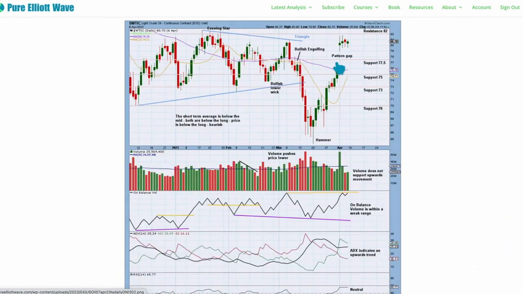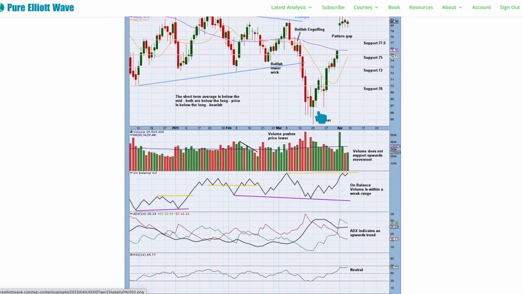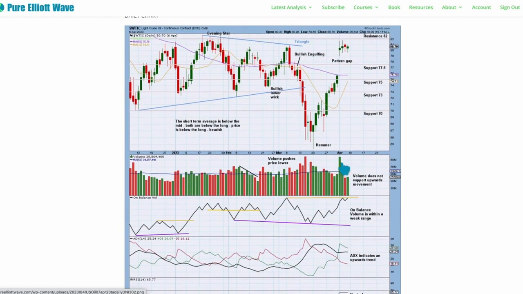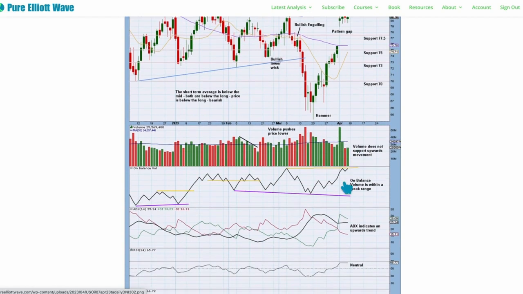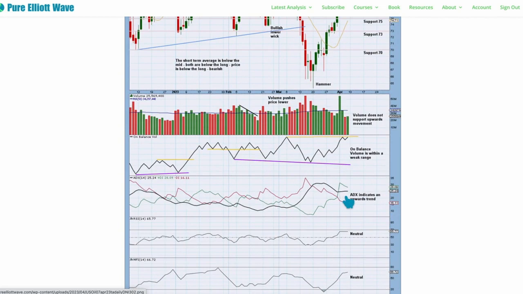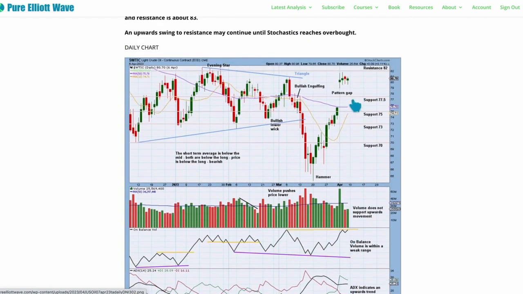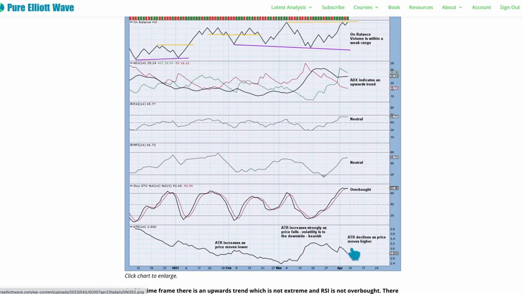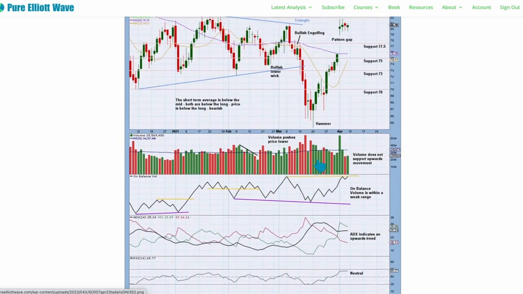On the daily chart, here's the gap. Again, I expect this is a pattern gap and likely to be closed. I wouldn't expect the lower edge of that to provide support. Resistance next, about 82. Volume increasing with this upward session and now declining toward the end of upward movement. Overall, not a lot of support from volume for upward movement apart from this one session. Overall, volume is declining and it's below average now. On balance volume is also within a range. ADX at the daily time frame indicates an upward trend. It's not extreme, and RSI and money flow aren't overbought. So there is room for this upward trend to continue. Look for next resistance at 82, above that 83. ATR declining as price moves higher appears to be normal behaviour for this market.